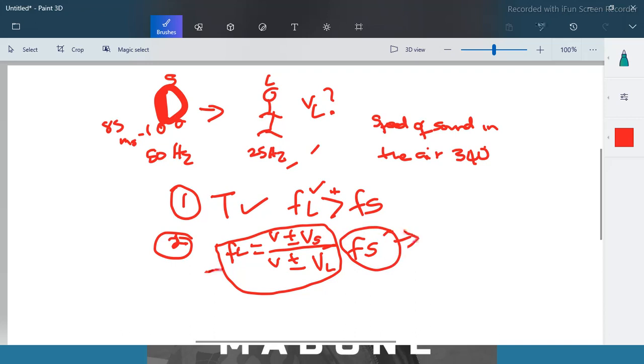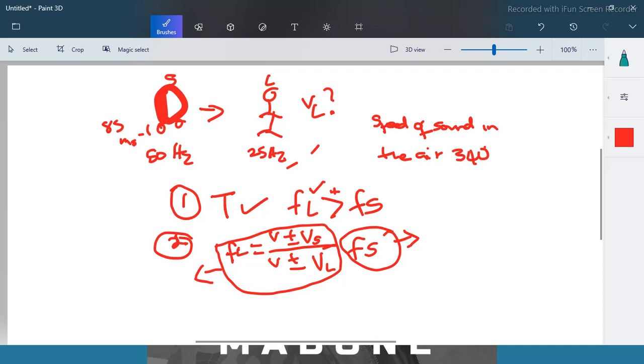Don't separate them when you're calculating. I want you to separate for understanding purposes. So whatever you're going to plot in this equation, it must be greater than the number that is here. What is the frequency of the source? I gave it to you there.